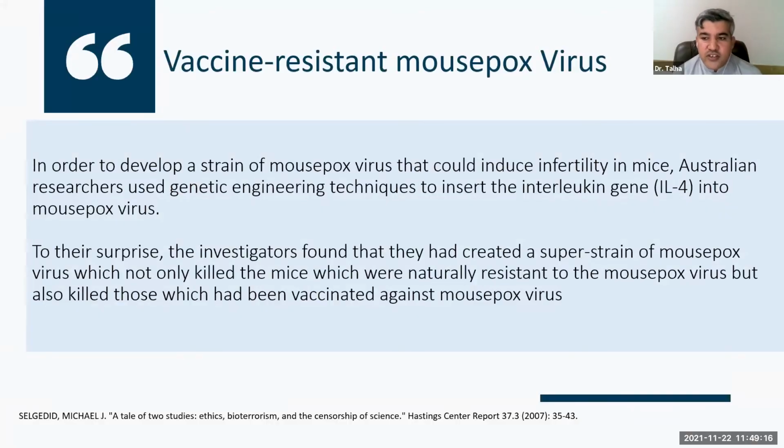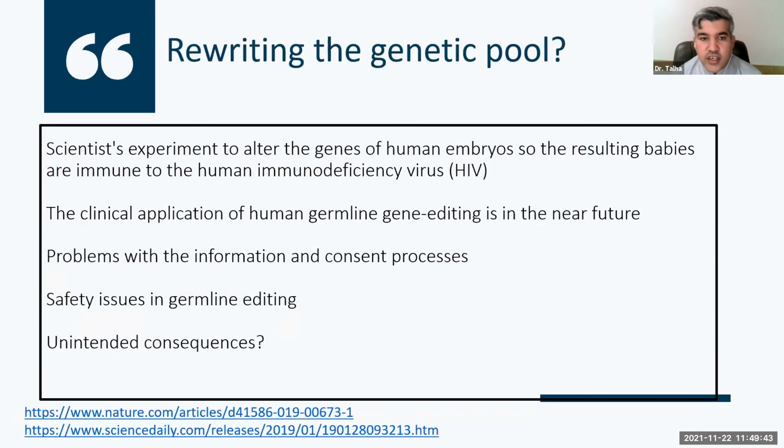And another case relates to vaccine resistant mousepox virus. In one of the research studies, they were trying to insert the interleukin gene. They were studying infertility, and what they found out is that they had created some kind of mousepox virus that was resistant to the vaccine and was more lethal as compared to earlier.